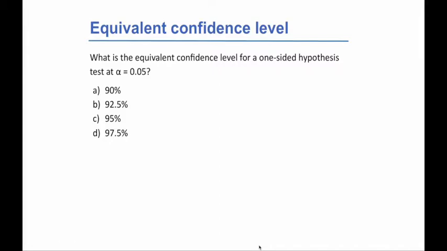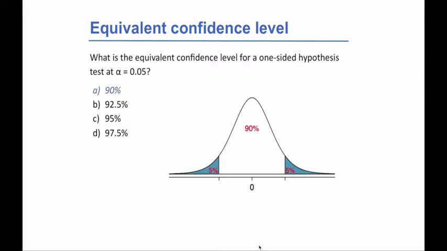What is the equivalent confidence level for a one-sided hypothesis test at alpha equals 0.05? So if your alpha is 0.05, a confidence interval would also have 0.05 in the other tail. It's going to be 90%. So if it's a one-sided hypothesis test at an alpha of 0.05, your equivalent confidence interval will be 90%, not 95%.